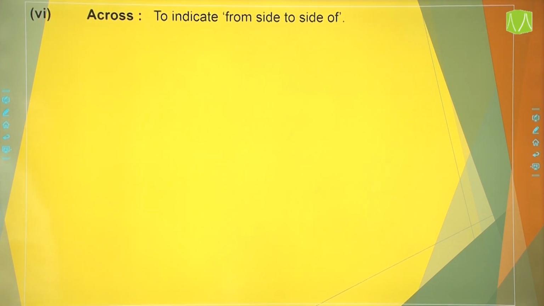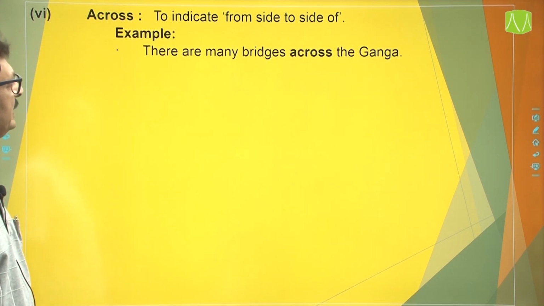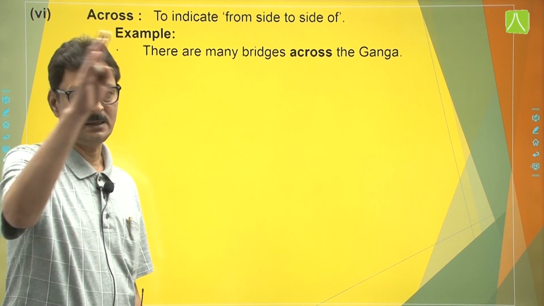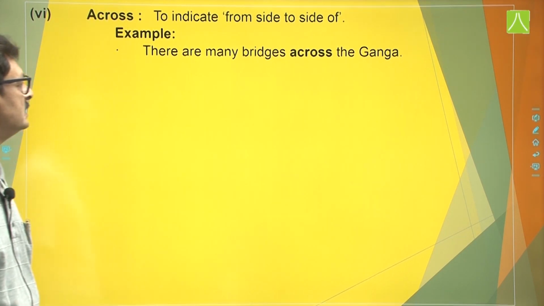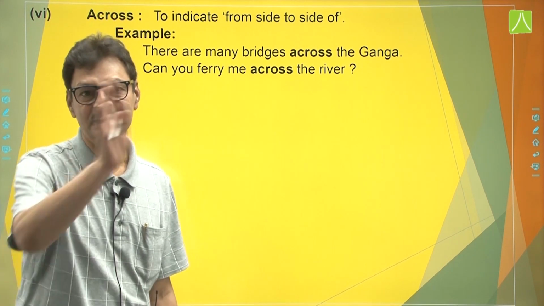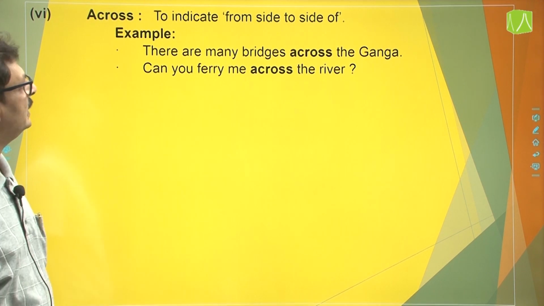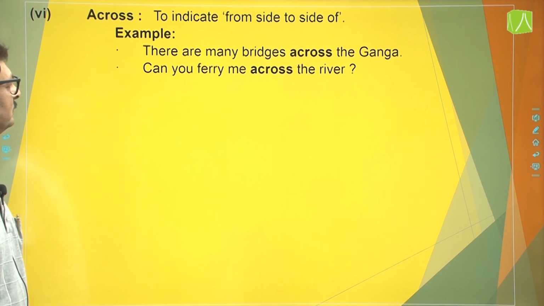Across, to indicate from side to side of, across. There are many bridges across the Ganga. गंगा के ऊपर अलग अलग काफी bridges हैं. Can you ferry me across the river? So from one side to the other side. From one side to other, side to side of, we use across.